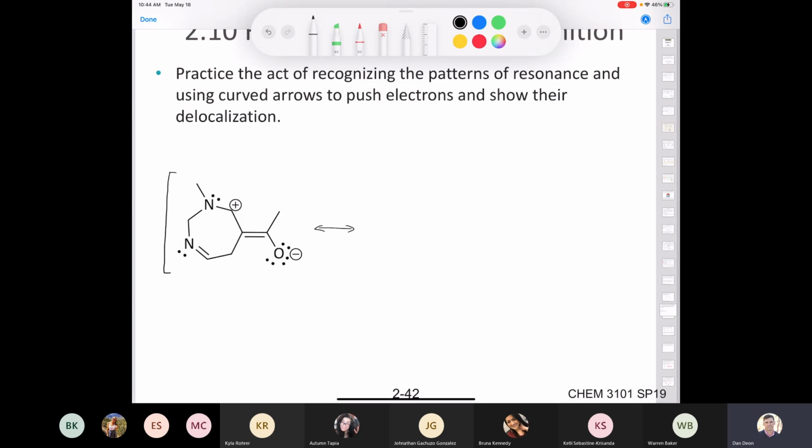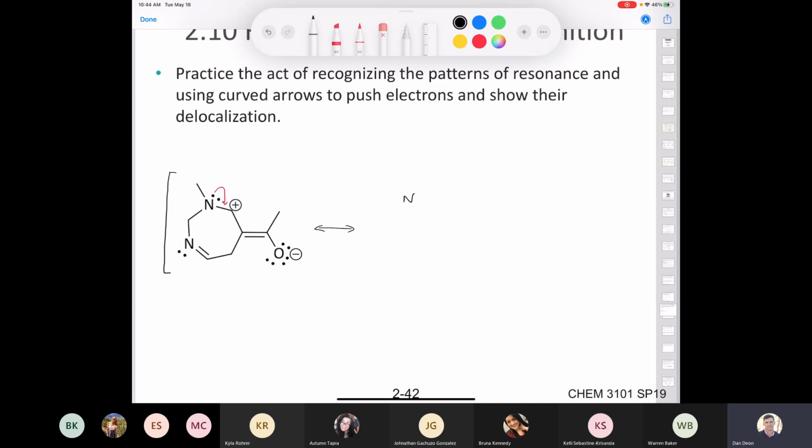Well, I noticed a couple of things in here. One of the things that I noticed right off the bat is that we have a pair of electrons right next to a carbocation. And so we could put those electrons here to make a bond and give both of these atoms a complete octet. And we could do that. So let's start with that.